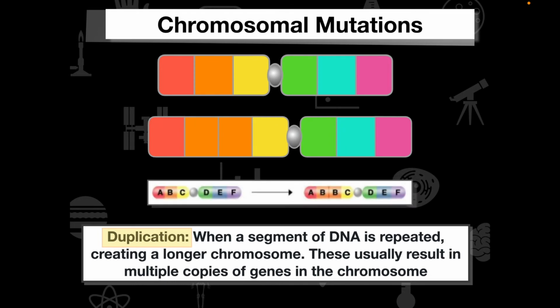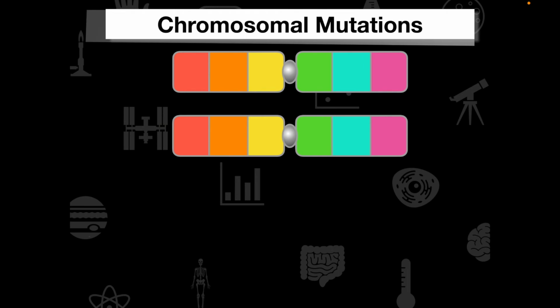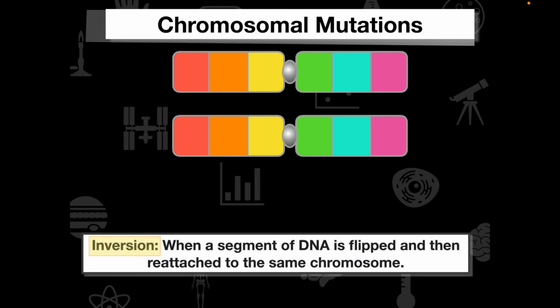So what we see in this case is we see a duplication. We see that the B section, that orange section of that chromosome, has been duplicated and it's made a longer chromosome. So now what we have is a chromosome that's going to have extra copies and extra sets of genes along that chromosome. All right, so let's go through and look at now an inversion. This is when a segment of the DNA is flipped and then reattached to the same chromosome.